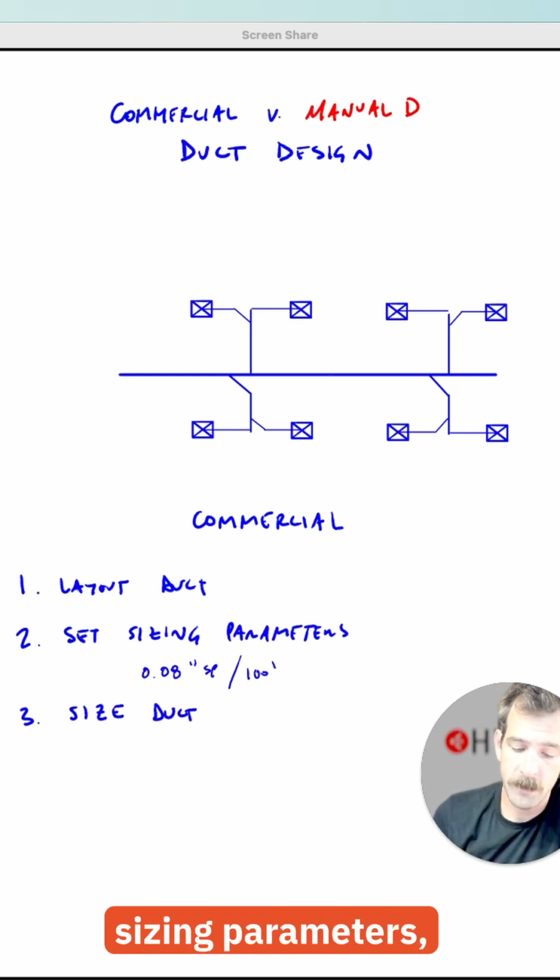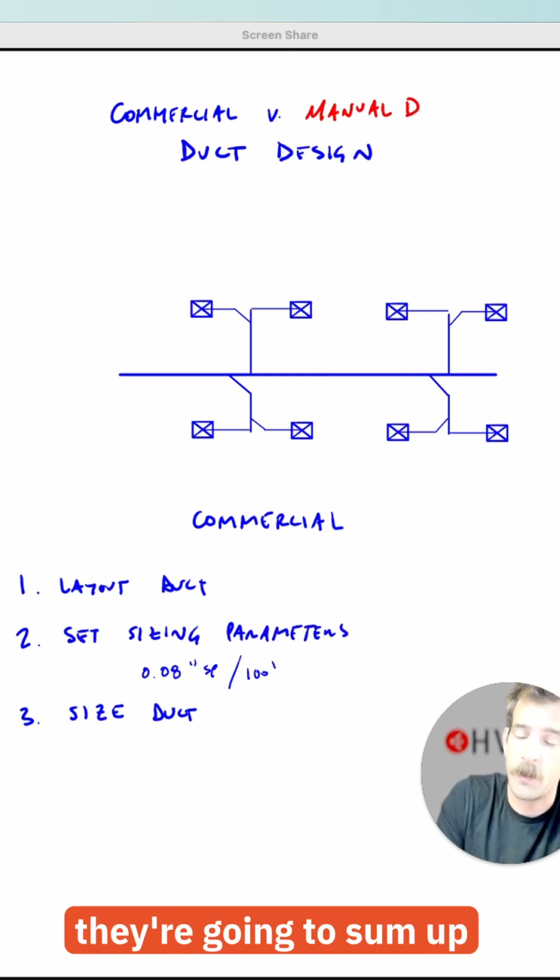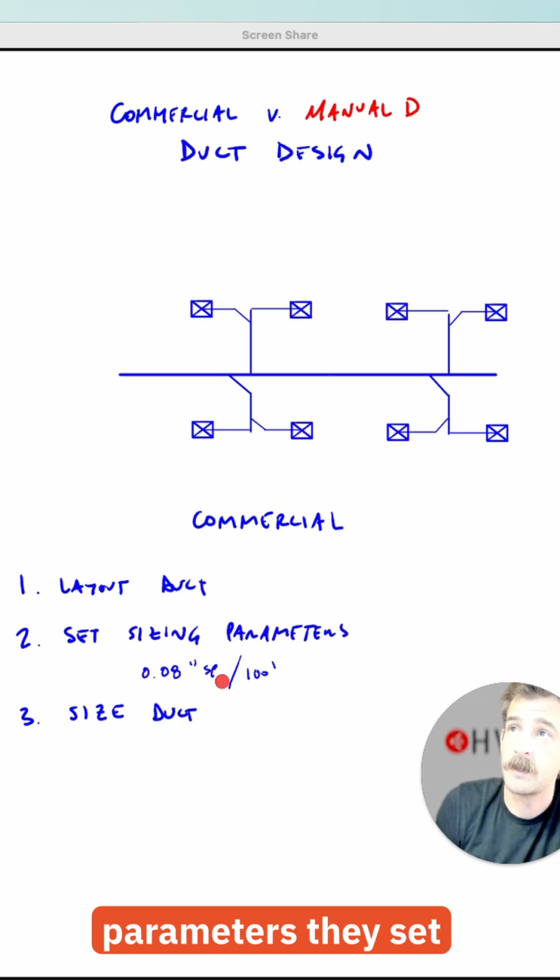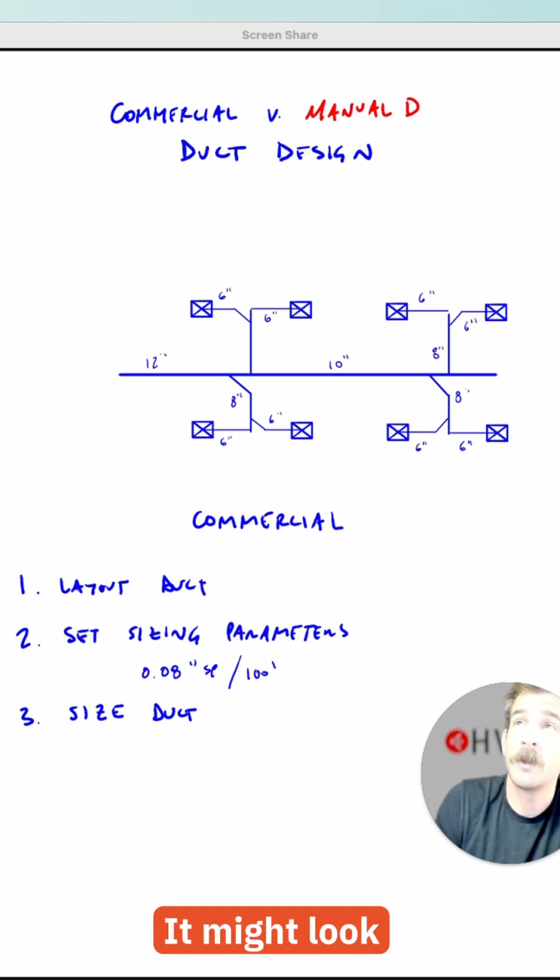So they have the sizing parameters, they have all the airflows. They're going to sum up those airflows and go segment by segment and size the ductwork based on the sizing parameters they set ahead of time. It might look something like this.